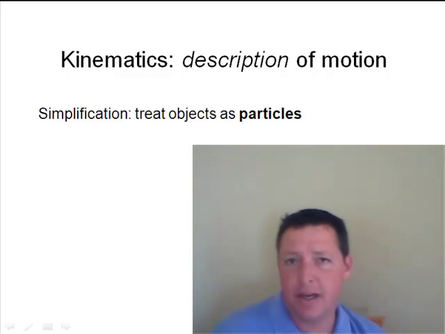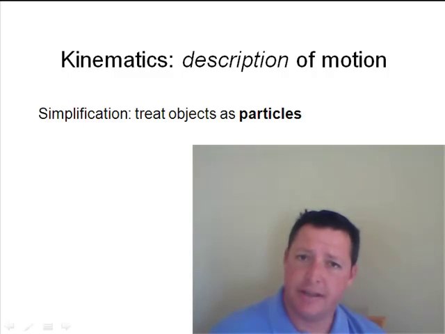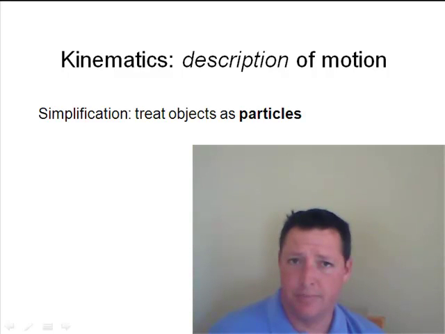Now, the first key area of physics that we study is known as kinematics. Kinematics is the description of motion. We want to know where something is, how fast it's going, and how quickly it's changing that speed.